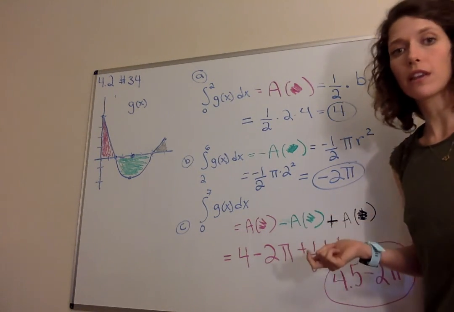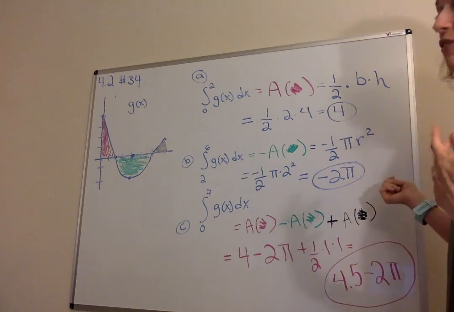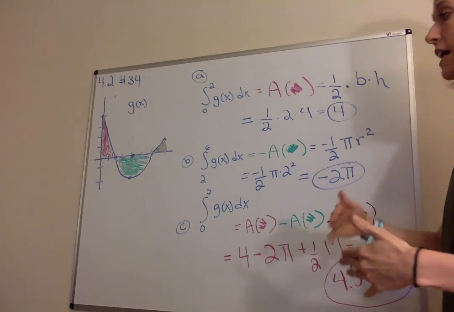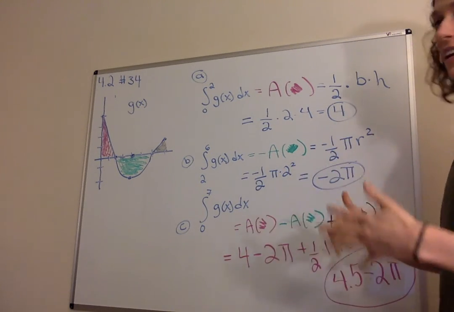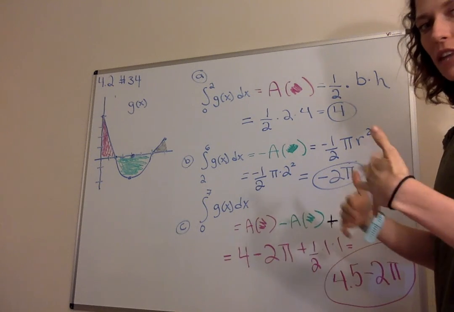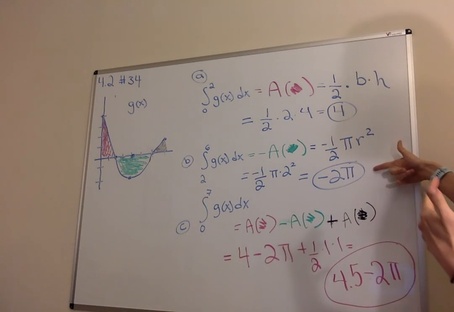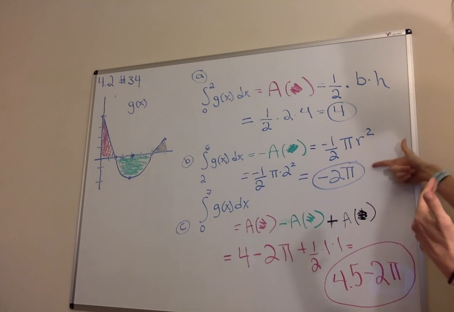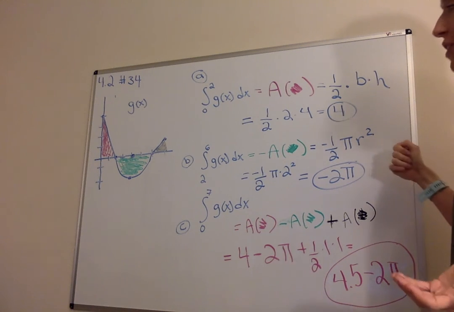A really important thing to point out, too, is that whenever you're below the x-axis, that's actually going to be a negative when you're computing it with area. That's why down here we have this negative 2 pi. That's something that's really easy to forget. I know I've forgotten it before.